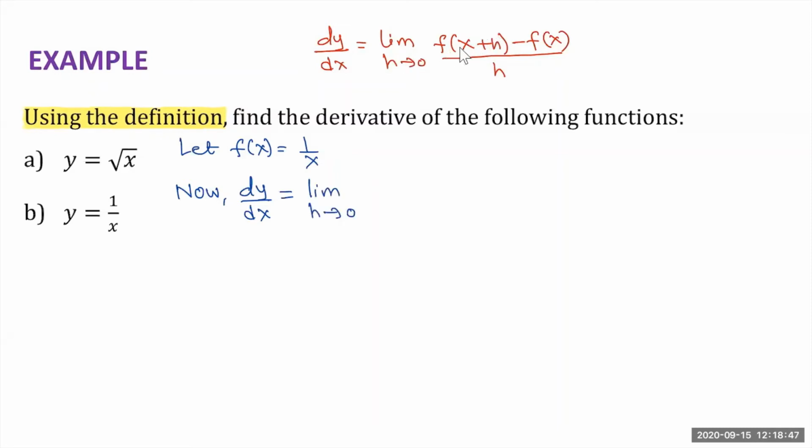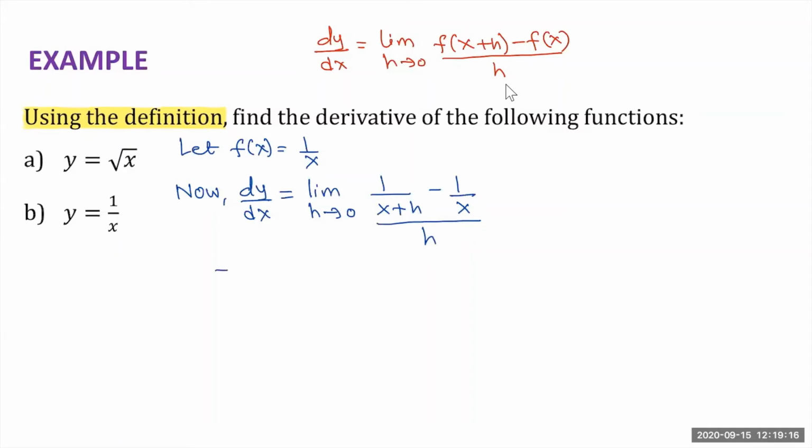Now we have f of x plus h. My function is 1 over x, but I'm looking for f of x plus h. So it will be 1 over x plus h. Then minus f of x, and f of x is 1 over x. And we have to divide that by h.